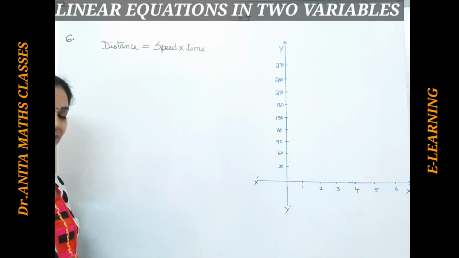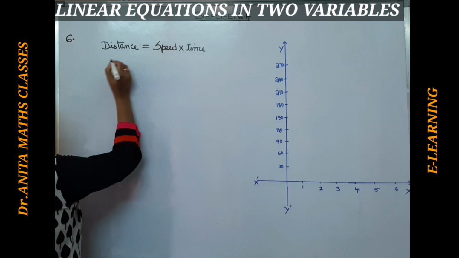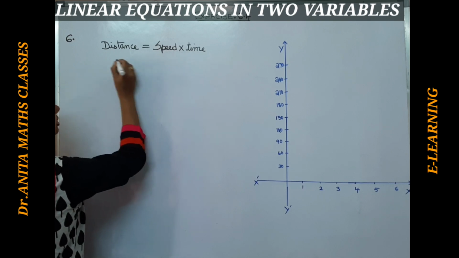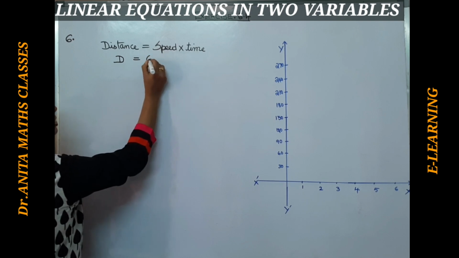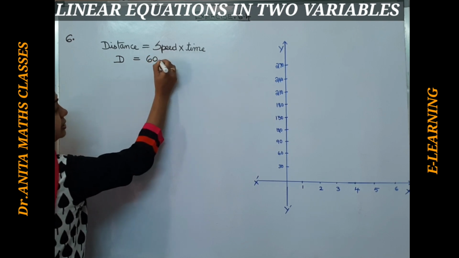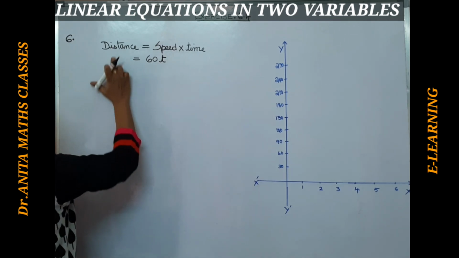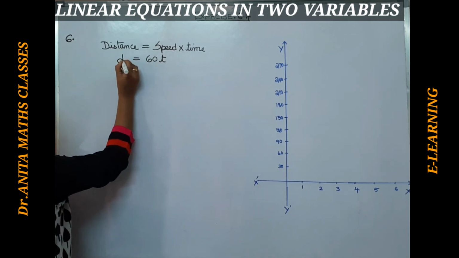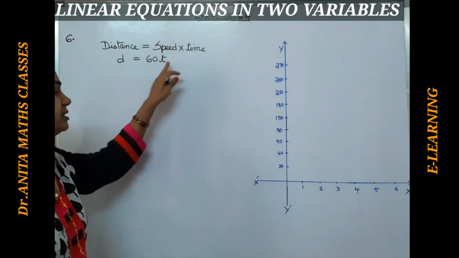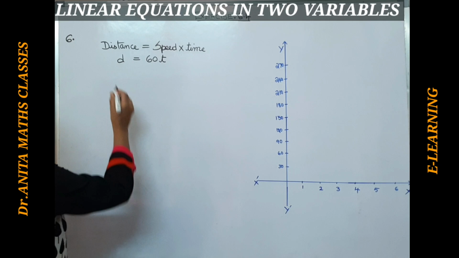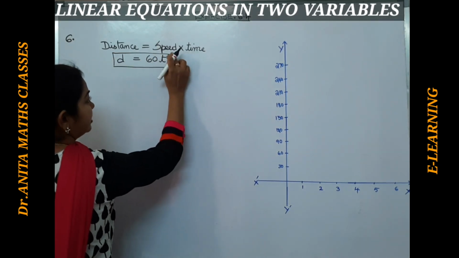Now Samira was driving the car with a uniform speed of 60 kilometers per hour. So the speed is 60 kilometers per hour, and we don't know the time. So distance is equal to 60t. Let me take d as small d, and 60t, where 60 is the kilometers per hour and time is t. Okay, so this is the equation. Our variables here are d and t.